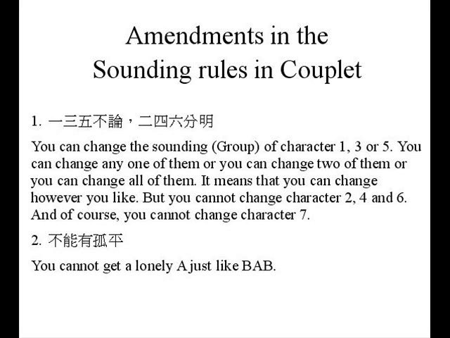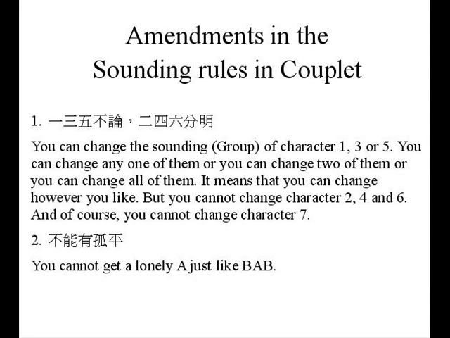You know what I mean? Only when you cannot do so, then you can break the rules, according to amendment number 1. Amendment number 1 allows you to break the rules. But of course, when you are breaking the rules, you cannot have a lonely A. The more you use amendment number 1, the more you are breaking the rules.